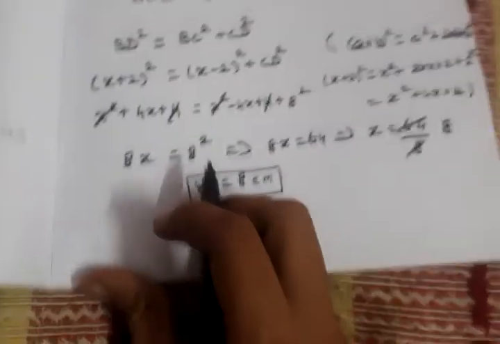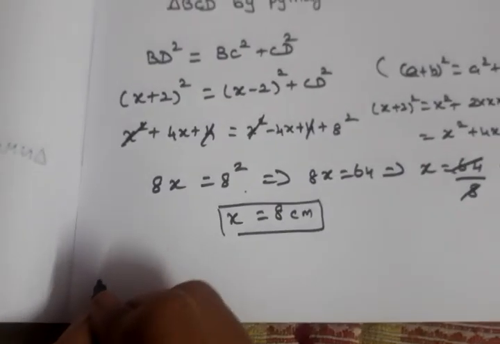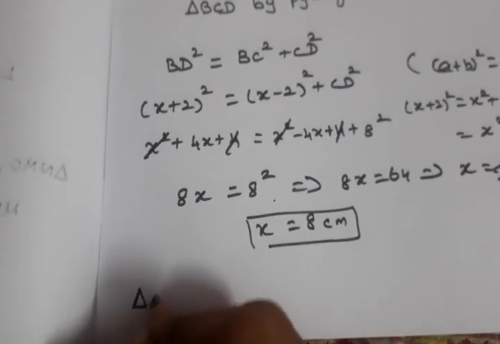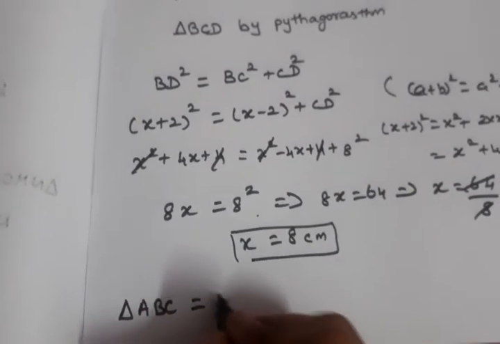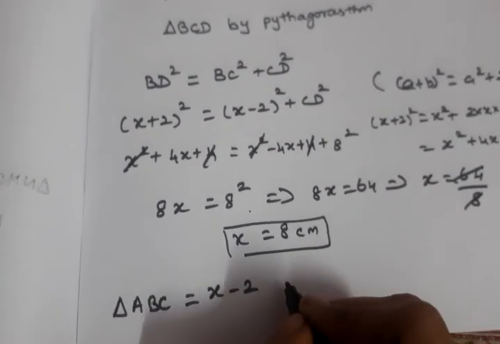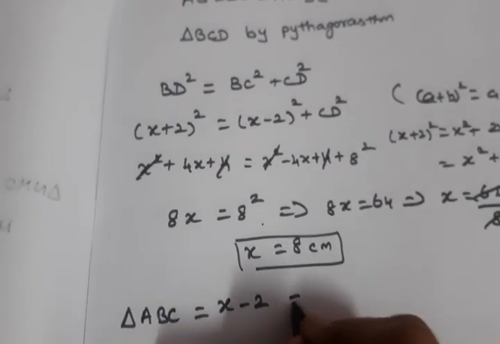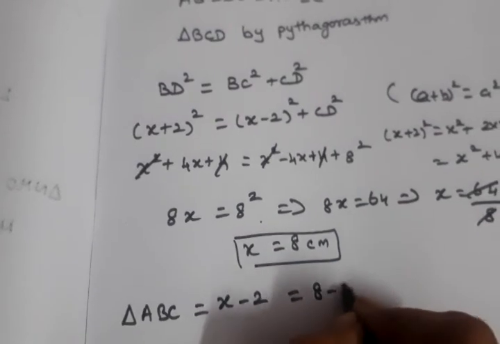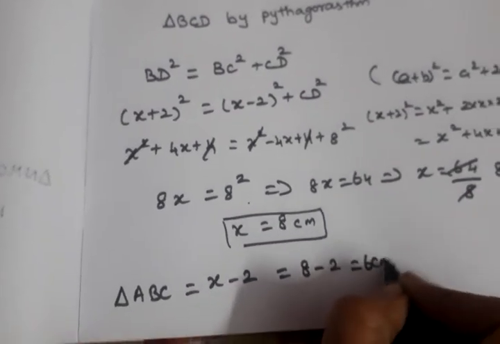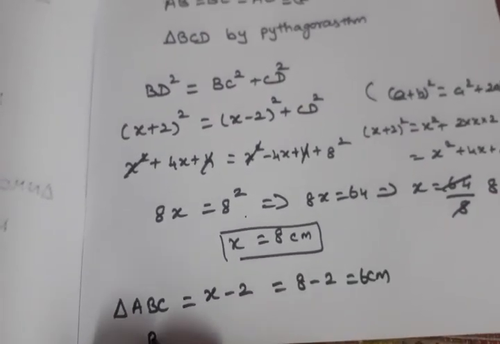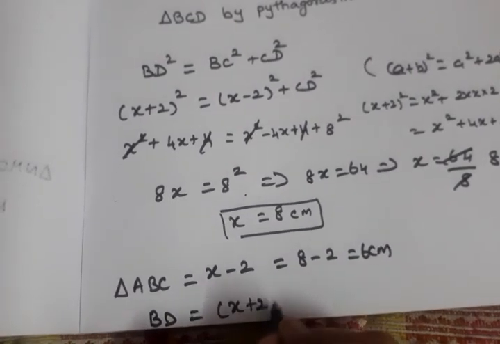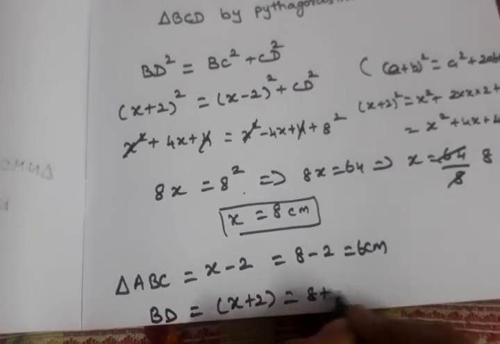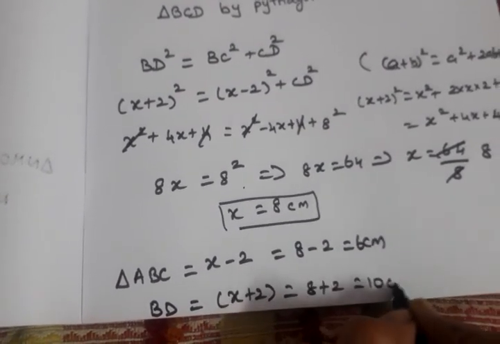Then next, the sides of the equilateral triangle ABC equal to x minus 2. So put the value of x equal to 8 centimeter. 8 minus 2 equal to 6 centimeter. Then next, BD equal to x plus 2. 8 plus 2 is equal to 10 centimeter.